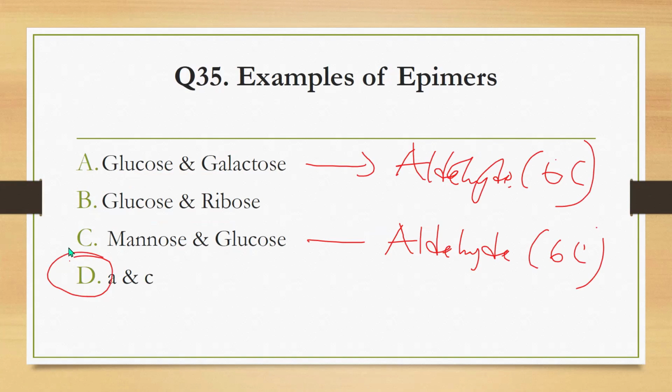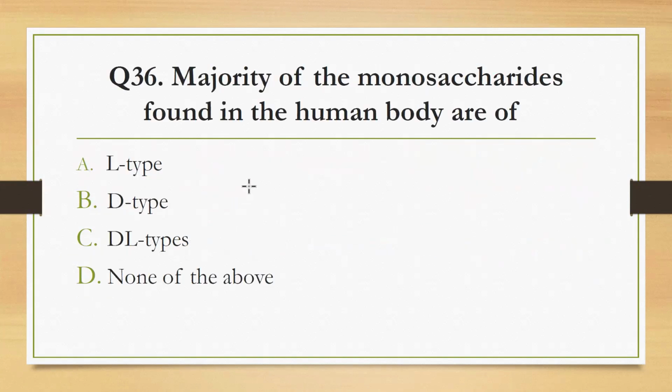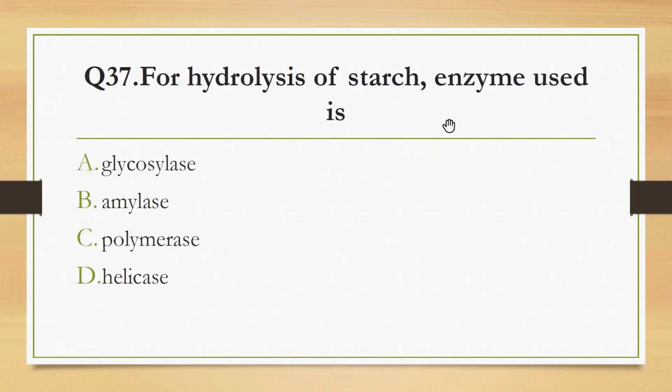The next thing is, the majority of the monosaccharides found in the human body are D type. L type is not found in humans, mostly in plants and other microorganisms. We humans have only D type. And then for the hydrolysis of starch, the enzyme used to hydrolyze starch is amylase. That is the name of the enzyme that hydrolyzes starch.